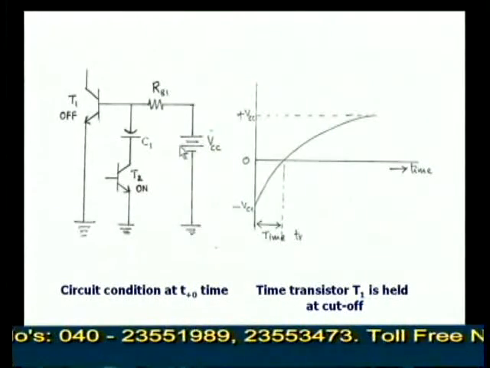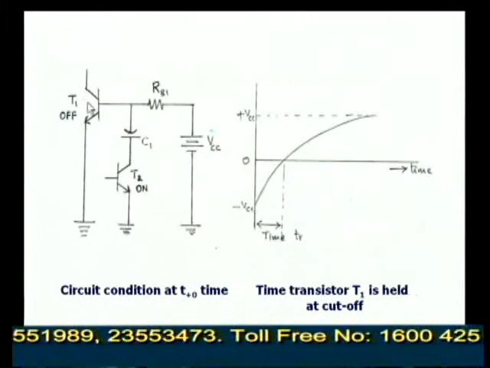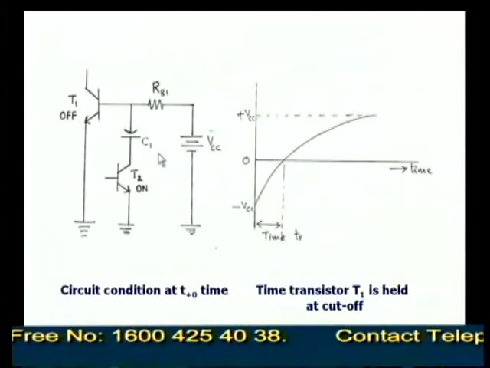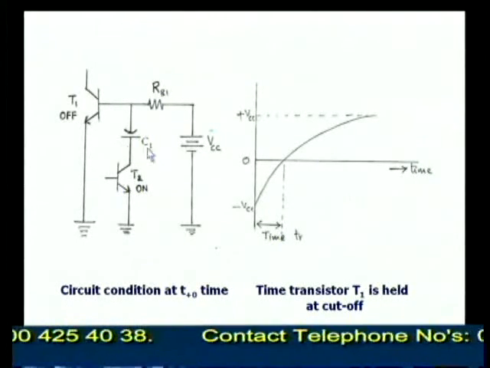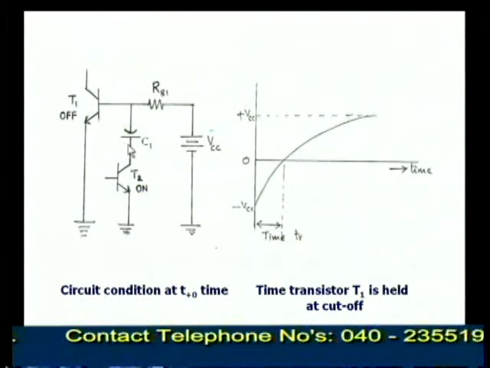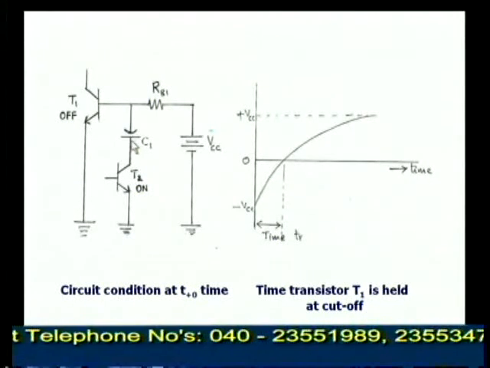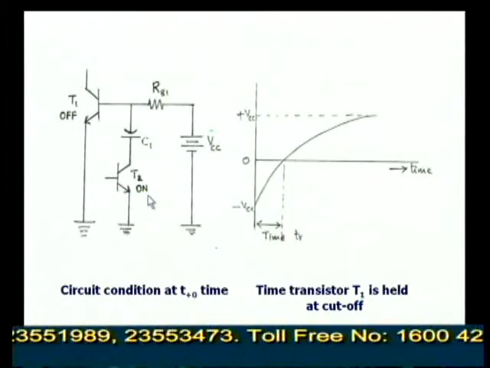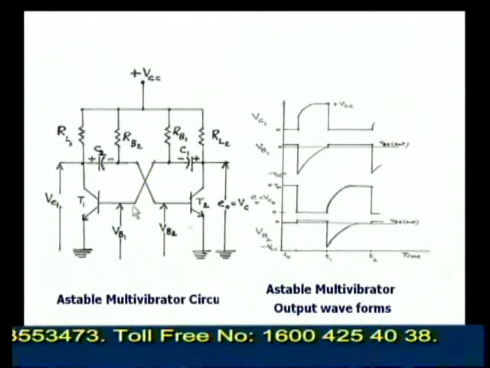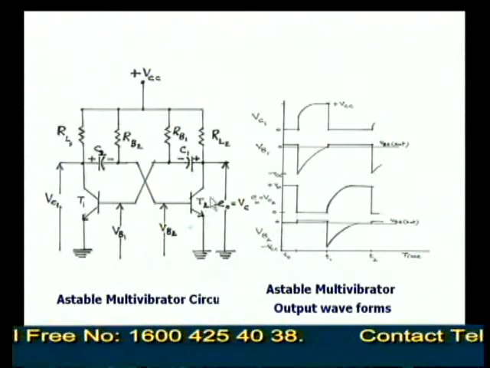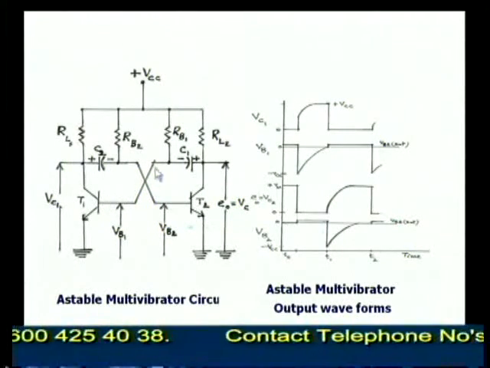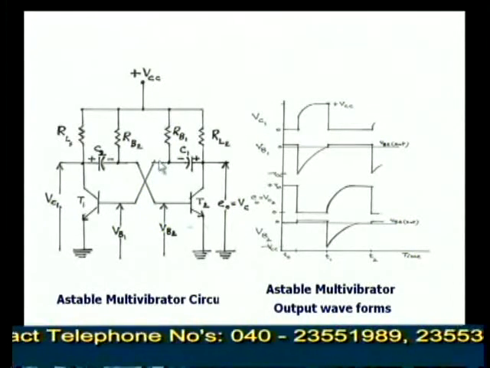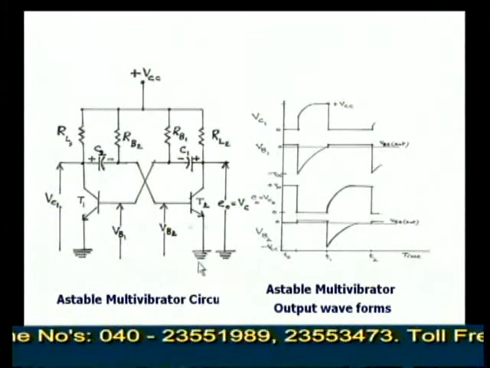So let us see the condition. First condition, T1 is off and T2 is on. When T2 is on, the capacitor C1, which is charged to plus VCC, has its positive plate effectively grounded through transistor T2 being on. You can see here, T2 is on and T1 is off. So the capacitor C1 through this RB1 can be grounded to T2.